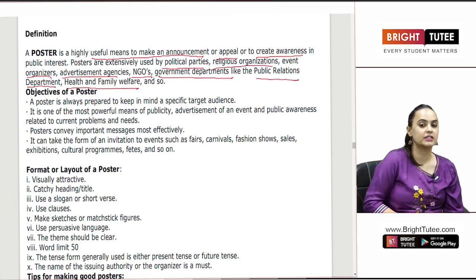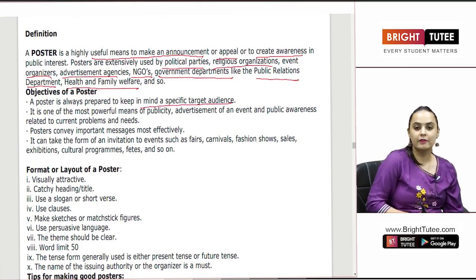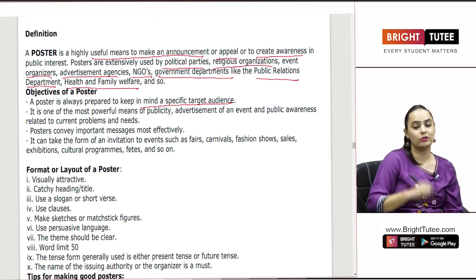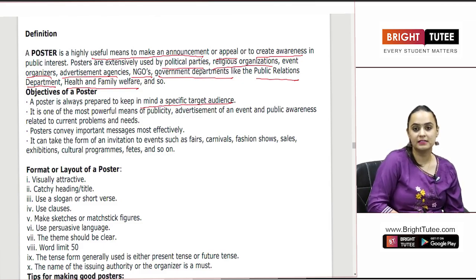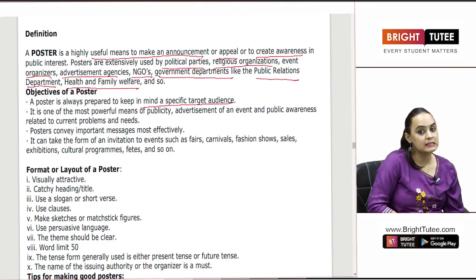Now what are the objectives of making a poster? What are the things which need to be kept in mind before making a poster? So a poster is always prepared keeping in mind a specific target audience. So when you make a poster, you have to keep in mind that there is an audience that you have made the poster for, and keeping that target audience in mind is very important. It is one of the most powerful means of publicity.